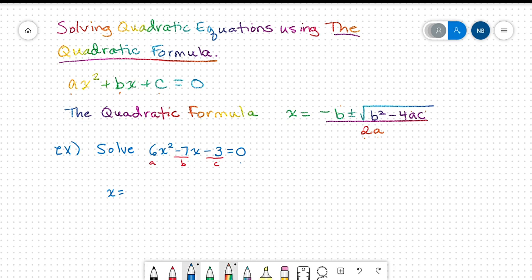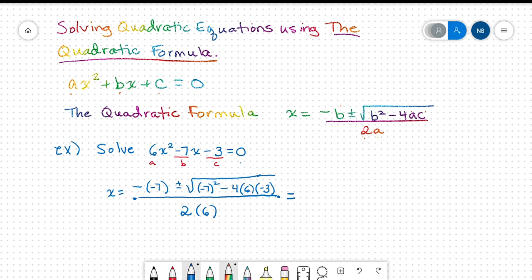X equals negative B, which is negative 7, plus or minus the square root of parentheses negative 7 close parentheses squared minus 4 times A, which is 6, times negative 3. That's C. This is all over, notice that my fraction bar begins here and ends over here, divided by 2 times A, and A is 6. All right, so that's pretty ugly, but if you're careful, it will give you the right answer guaranteed.